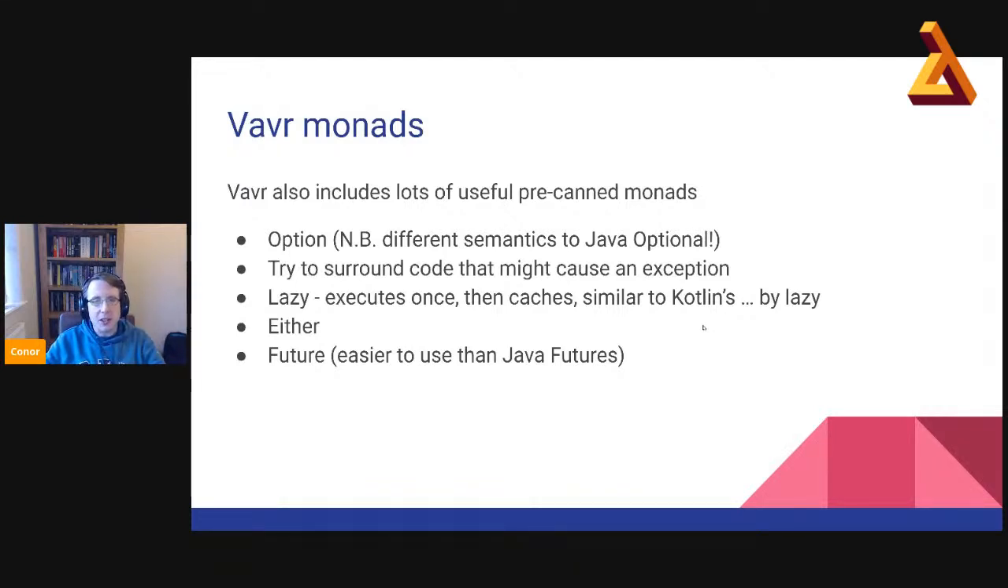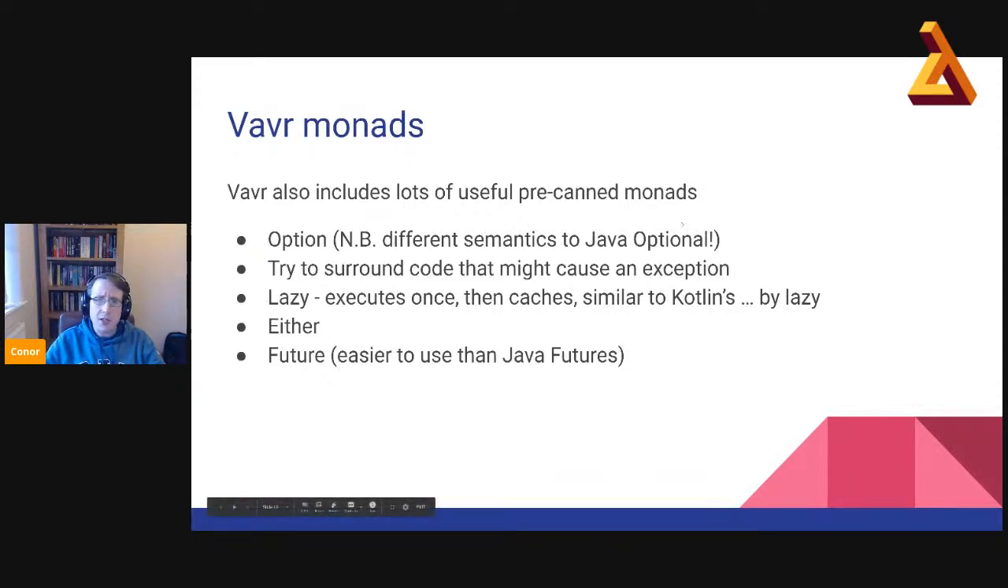So there's lots of useful stuff in the library. It's got options, although it does have different semantics to Java Optional, because the Vavr Option is like the Scala one, in that you either have some value or you have none. That means you could have an option that has Some but then null, which you can't have with a Java Optional that contains null. It won't let you do that. So that's something to keep in mind if you decide to use the Vavr Option.